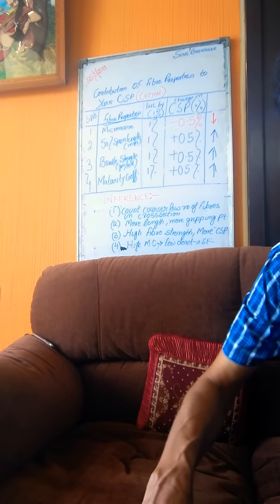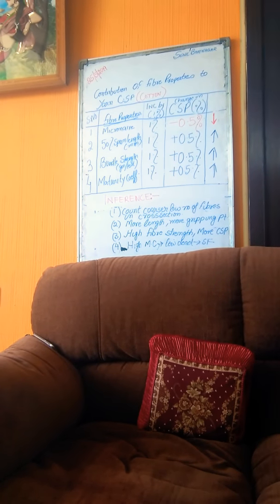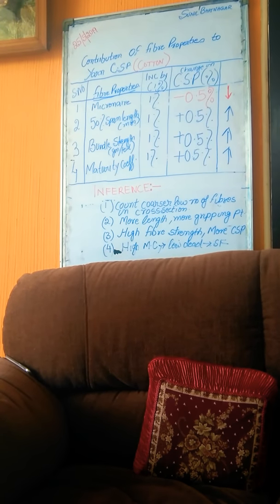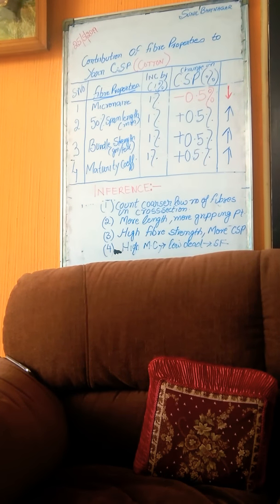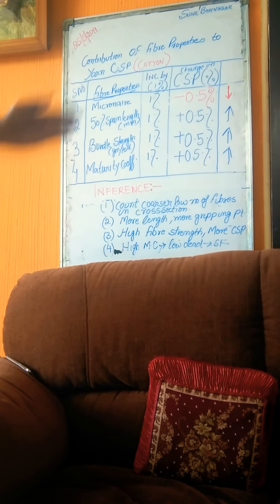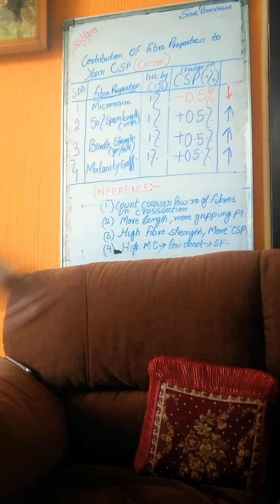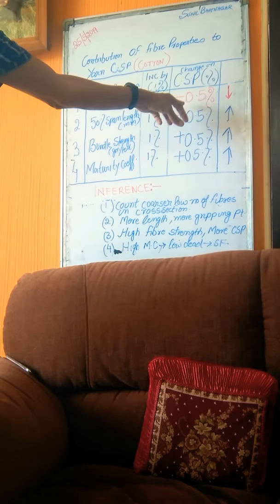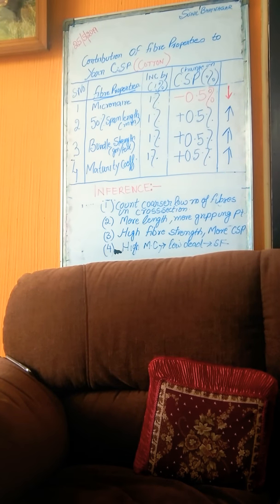Now in this case, if you observe, according to CITRA there are four major properties. The first is the micronaire, the second is the 50% span length, then bundle strength, and maturity coefficient. If all these values increase by 1%, say the micronaire increases by 1%, then the CSP drops by 0.5%.